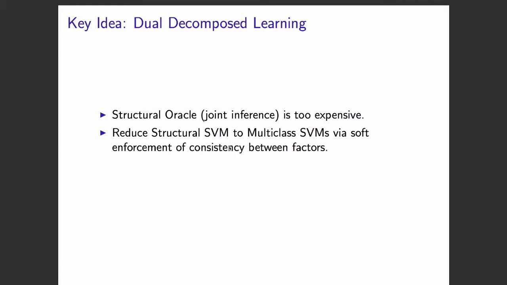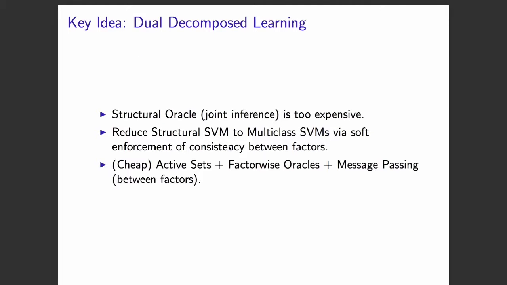The key idea of this paper is that the structural oracle that we use to find the descent direction is too expensive. So first we use a standard technique, dual decomposition, to reduce the structural SVM to multi-class SVMs with respect to each factor. And we softly maintain the consistency constraints between all the factors so that we can treat each problem as independently as possible. The techniques we use in this paper are active set and the factorwise oracle, which is to be compared to the structural oracle, and sparse message passing.